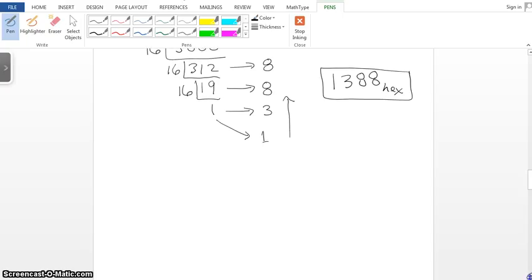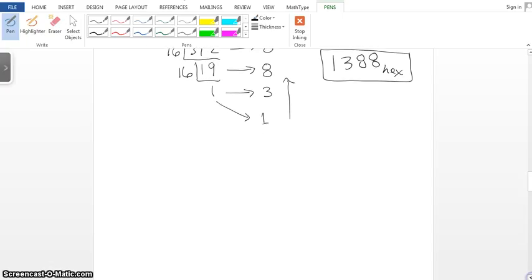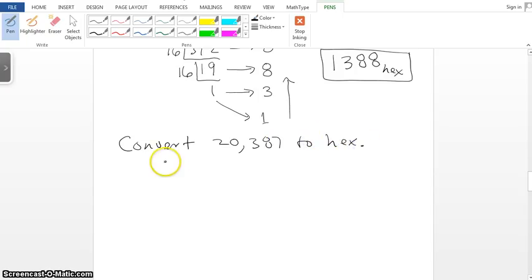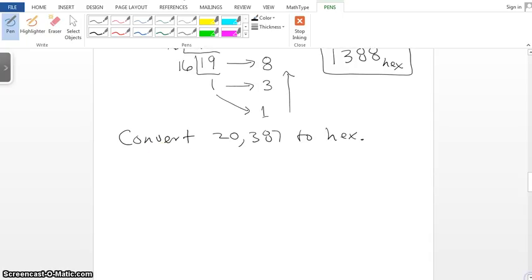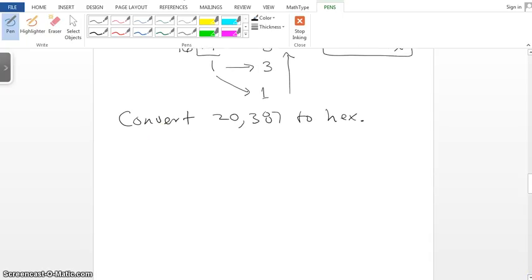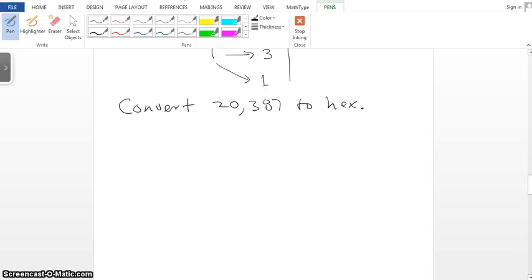Alright, here's the last one with the converting. Let's try this very last one. Let's convert 20,387. Let's do that to base 16. Alright, we actually don't need too much room. There's not a lot of digits. But this one, I'll use a couple letters in it. 20387. We're dividing out by 16 as the base. Okay, for this, don't forget the A, B, C, D, E, F.